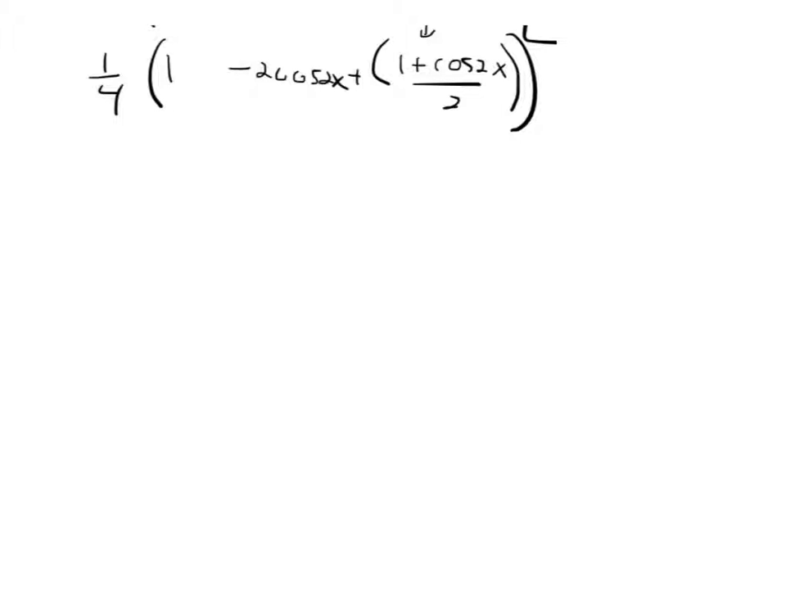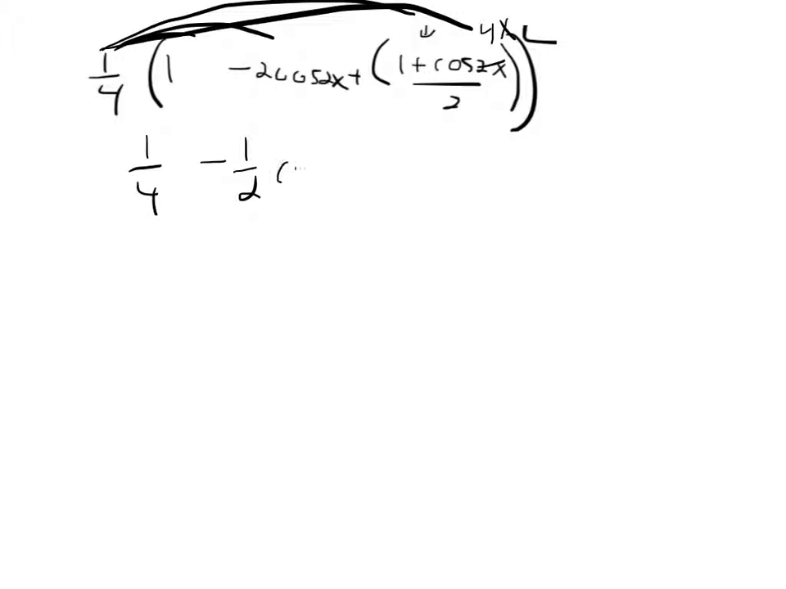So I ran out of room, so I went to the next page. So what does this become? Fixing my mistake, 2x is supposed to be 4x from the previous page. So now we're going to distribute this 1/4 to all 4 terms. 1 times a fourth is a fourth. A fourth times negative 2 cosine of 2x would be negative 2/4, which is negative 1/2 cosine of 2x.